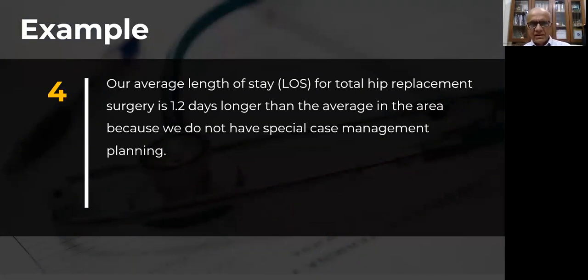Let's look at another variation. Our average length of stay for total hip replacement surgery is 1.2 days longer than the average in the area. Average in the area because we do not have special case management planning. Here we are suggesting a remedy. Case management planning.